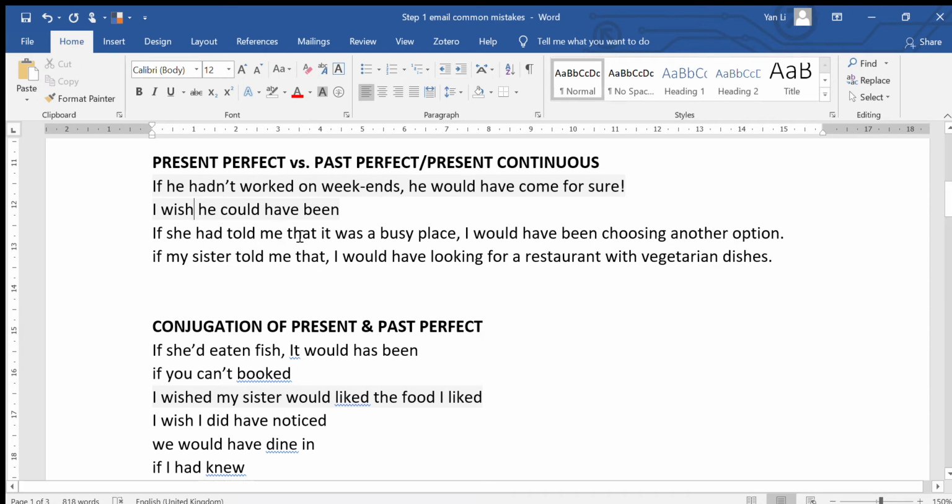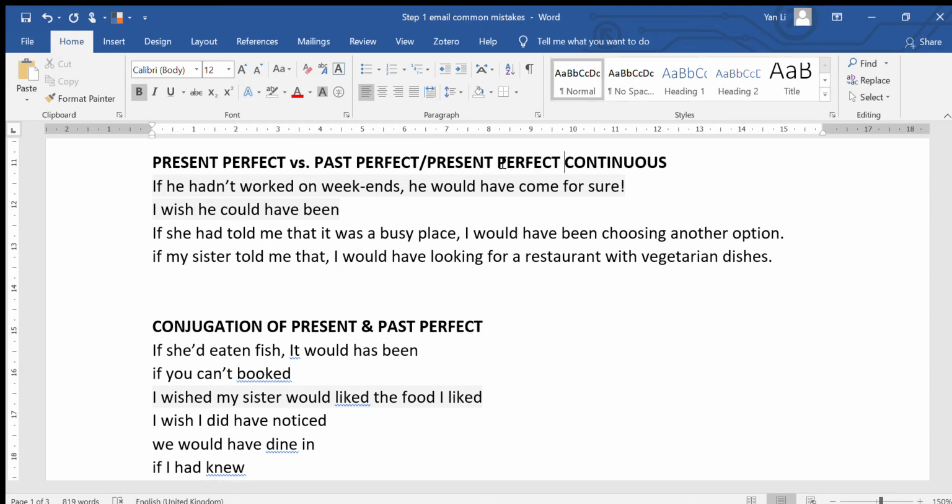If my sister had told me that it was a busy place, okay, that's great, I would have been choosing another option. I don't understand why this is in the present perfect continuous, actually. So this is not present continuous, this is present perfect continuous. It implies that you're sort of choosing over and over again repetitively for a long amount of time. Whereas generally, yes, you might research many options in order to choose something, and that might take a lot of time, but choosing happens in one moment.